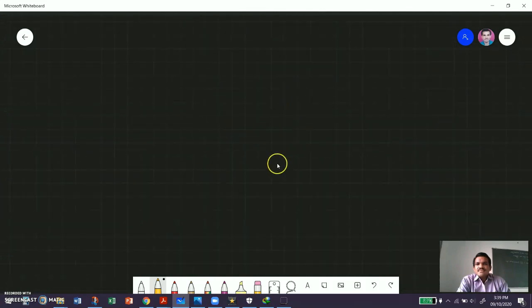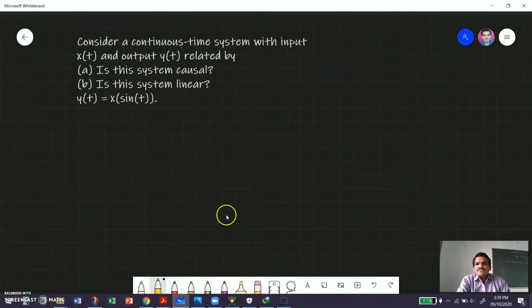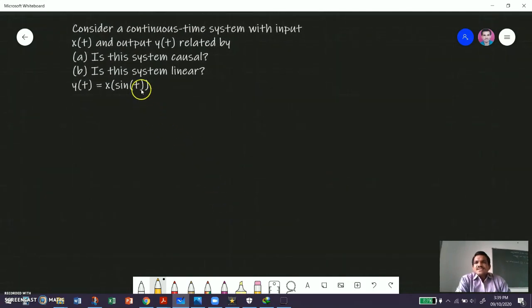Let us consider another problem. The problem given is that a continuous time system, with input x of t and output y of t related by the following. We have to determine whether the system is causal and whether the system is linear.